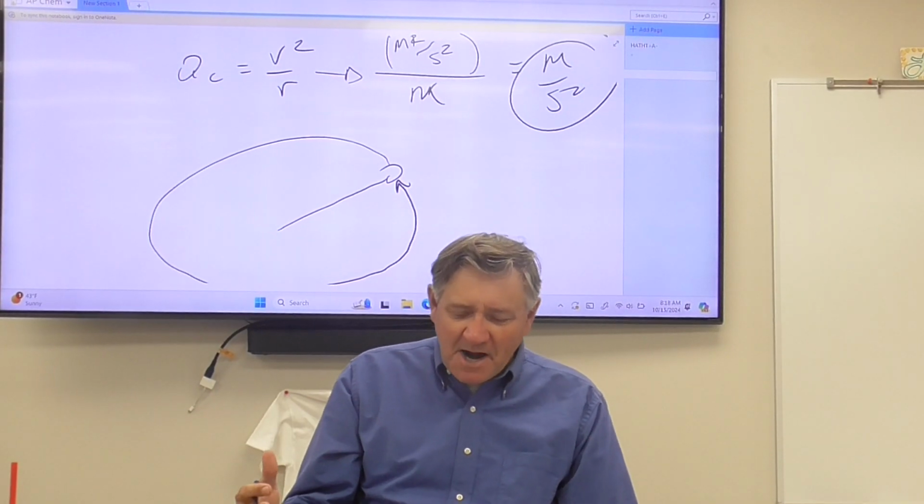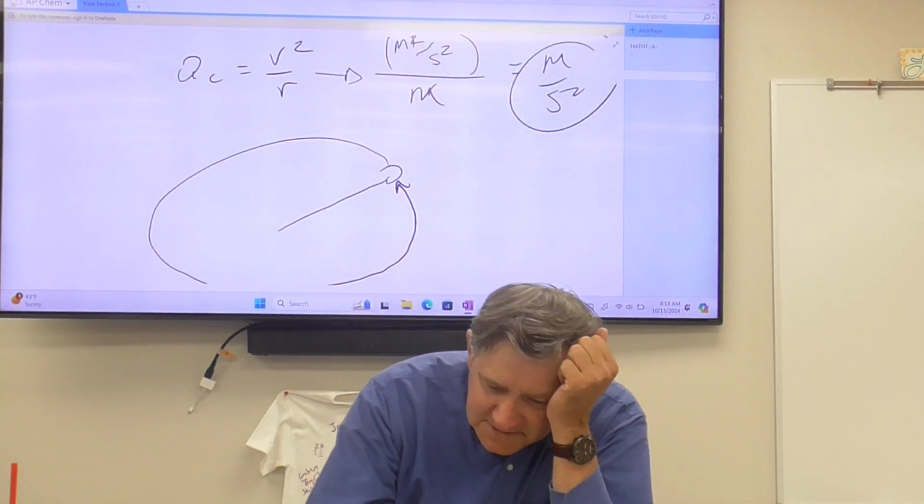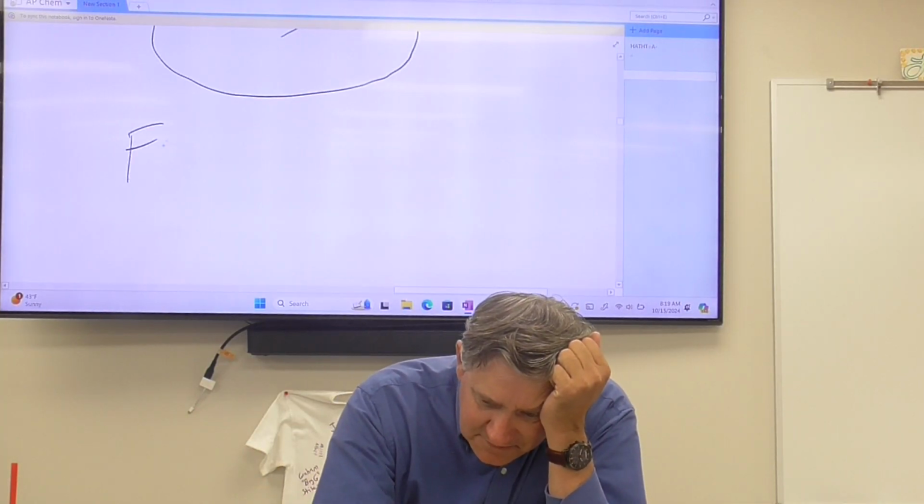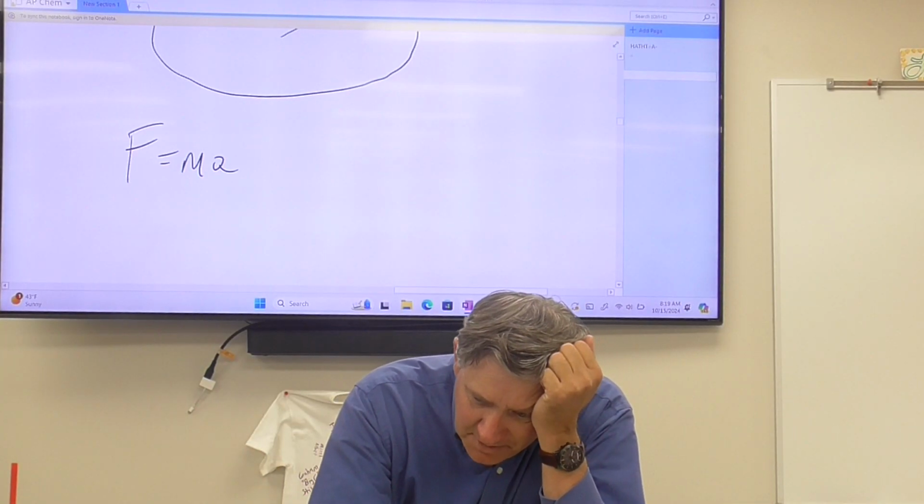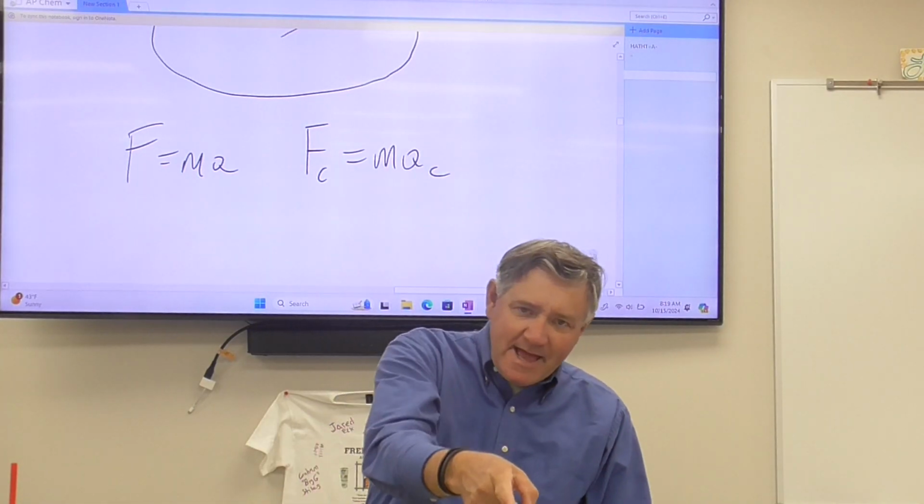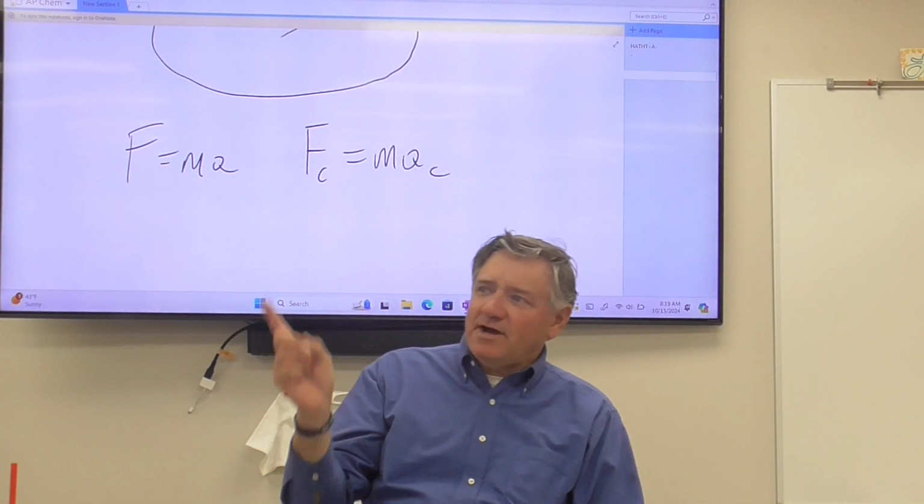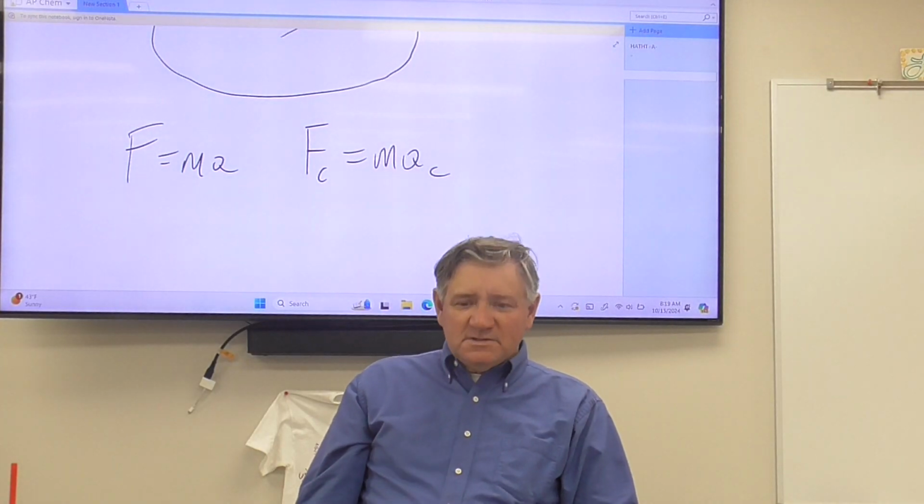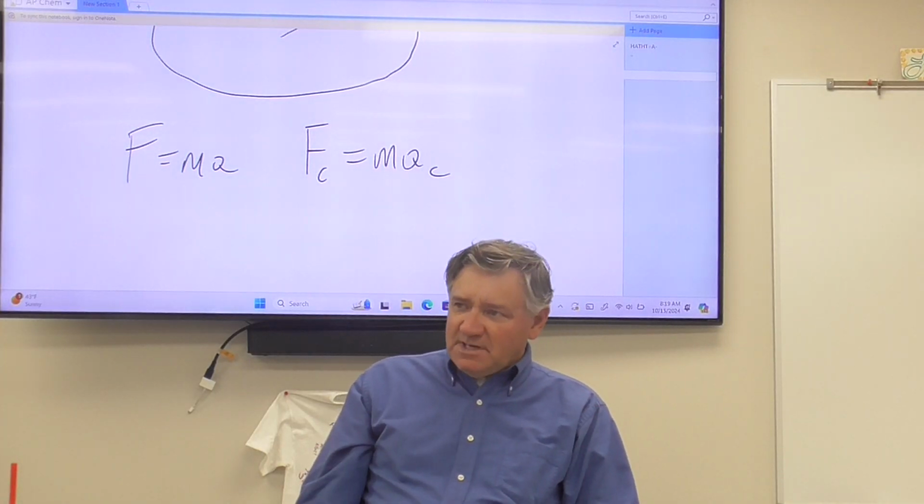Okay, I have to have a force. So you all were used to F equals ma. Well, with centripetal force, that's going to be centripetal force equals mass times my centripetal acceleration. So if I take Hank and swing Hank around on the end of a string, what's going to happen to the amount of centripetal force I need?